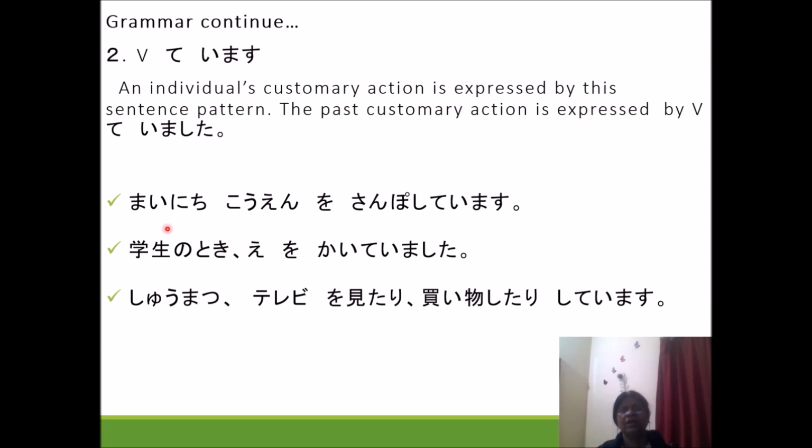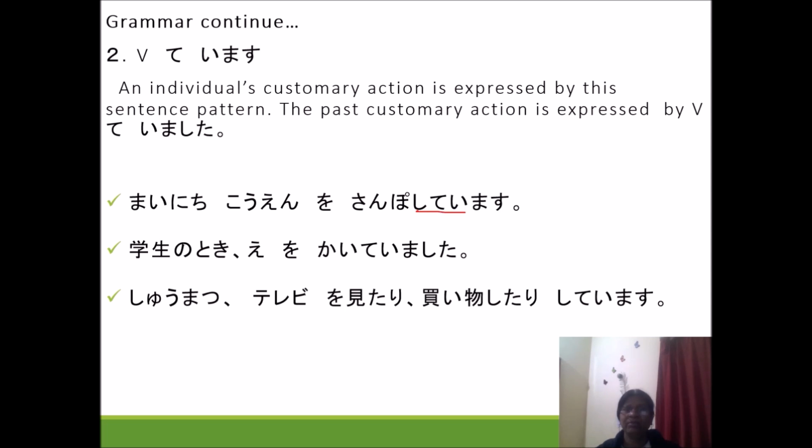Look at the sentences. Mainichi kouen no sanpo shite imasu. Gakusei no toki e o kaite imashita. Shuumatsu terebi o mitari kaimono shitari shite imasu. Mainichi kouen no sanpo shite imasu. Gakusei no toki e o kaite imashita. While I was a student, I drew pictures. Shuumatsu terebi o mitari kaimono shitari shite imasu. Shuumatsu means weekend. On the weekend, I watch TV, I do shopping, all those things.